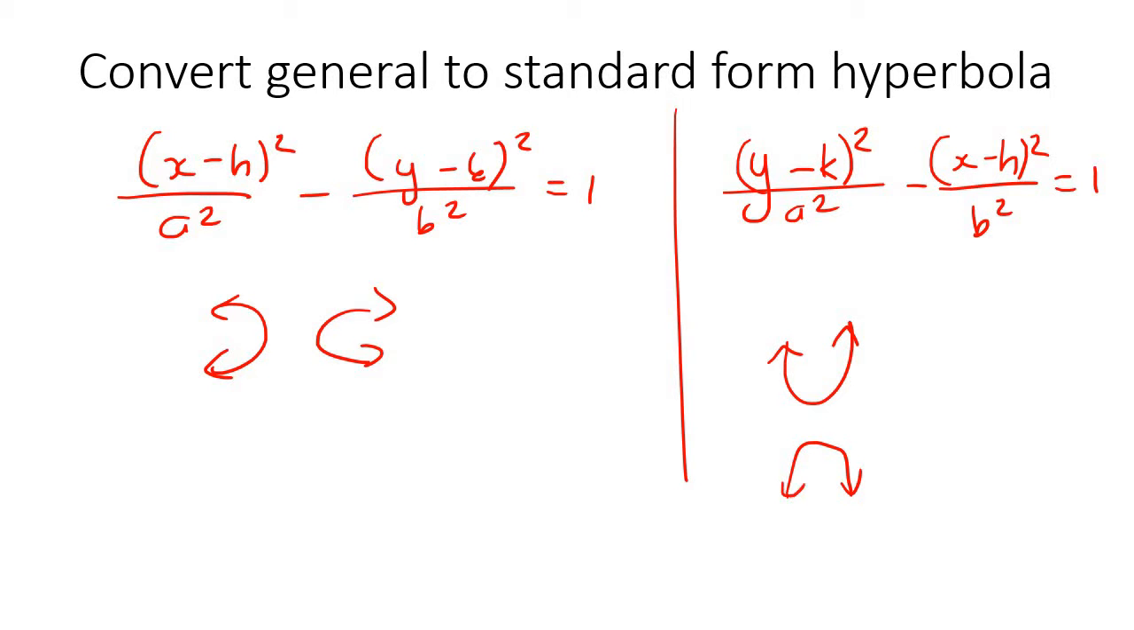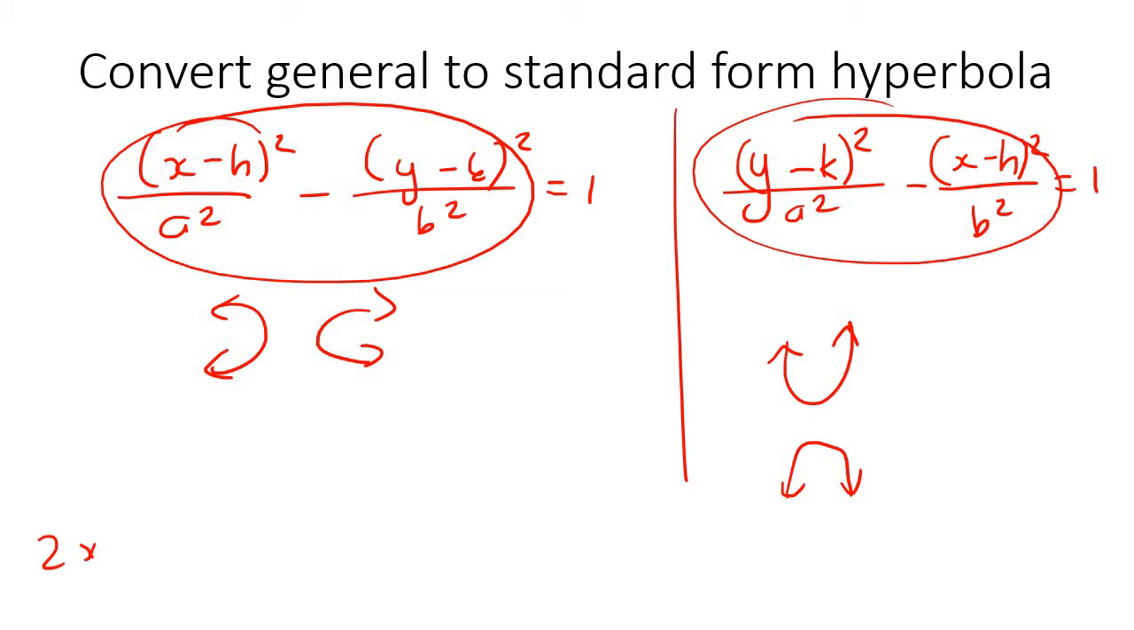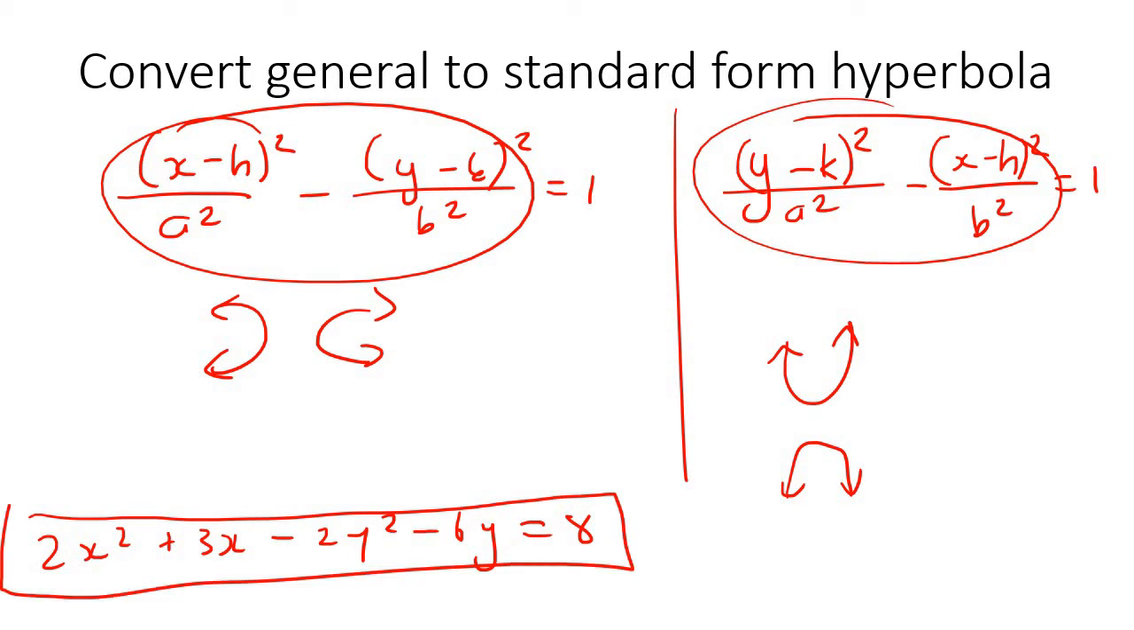But what if you are given an equation that does not look like this, or it does not look like this, but instead it has something like (3x minus 2)y squared minus 6y equals 8? What we're going to learn in this lesson is how to take this and convert it to something that looks like that. And the process that we use is completing the square. That is exactly what we did when we learned how to convert circles as well as ellipses.